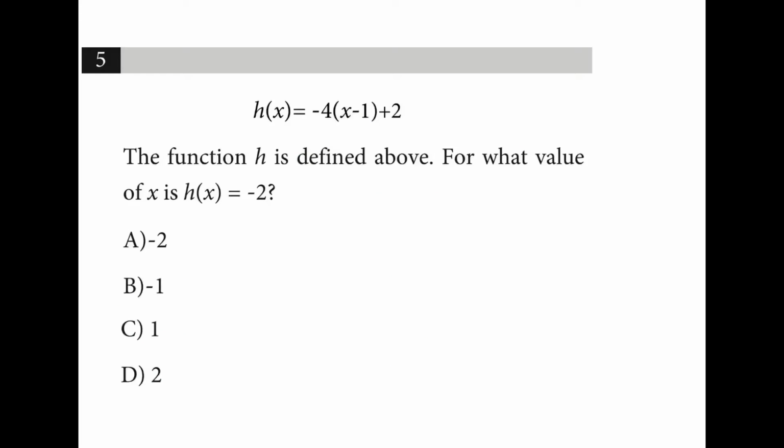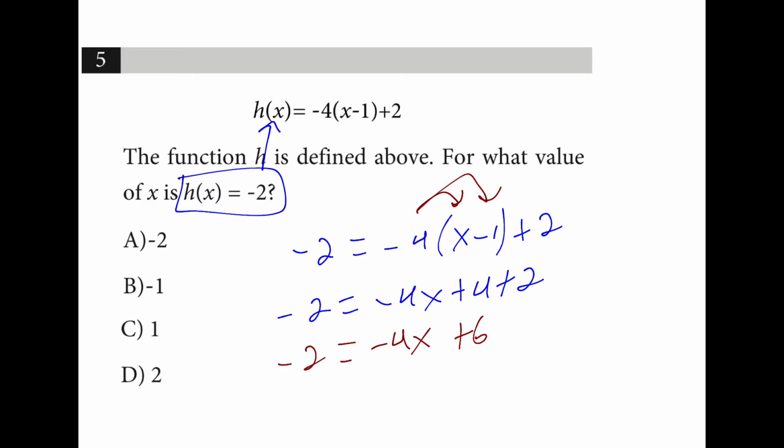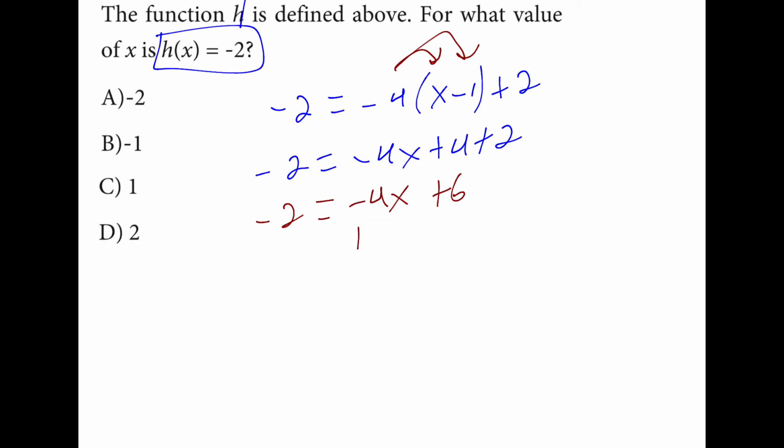When they say for what value of x is h of x equal to negative 2, now we are plugging it in on the left side. So negative 2 is equal to negative 4 times x minus 1 plus 2. From here we distribute. Then we combine like terms. And I'm going to move the x's to the left and the numbers to the right. So I have 4x is equal to 8, or x is equal to 2.